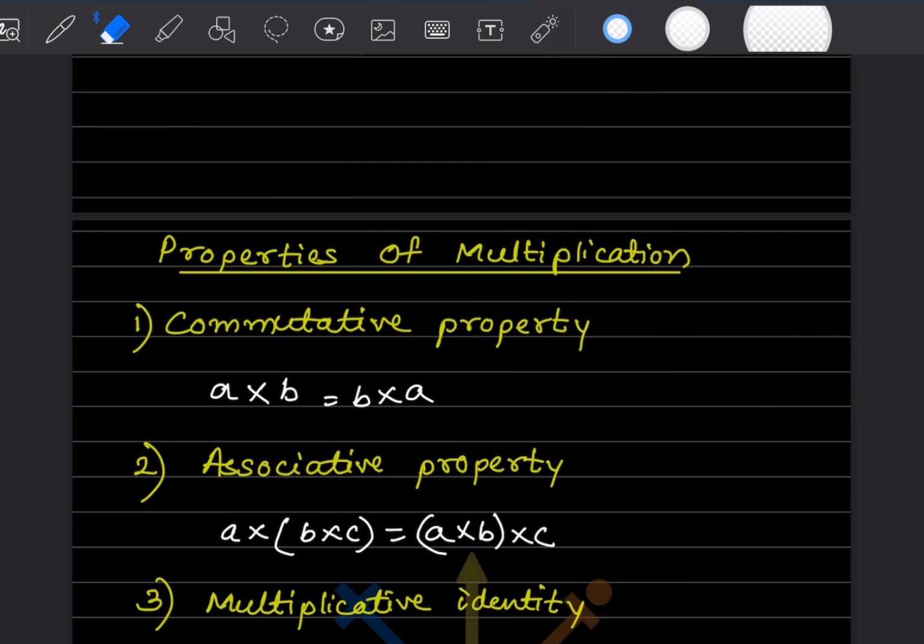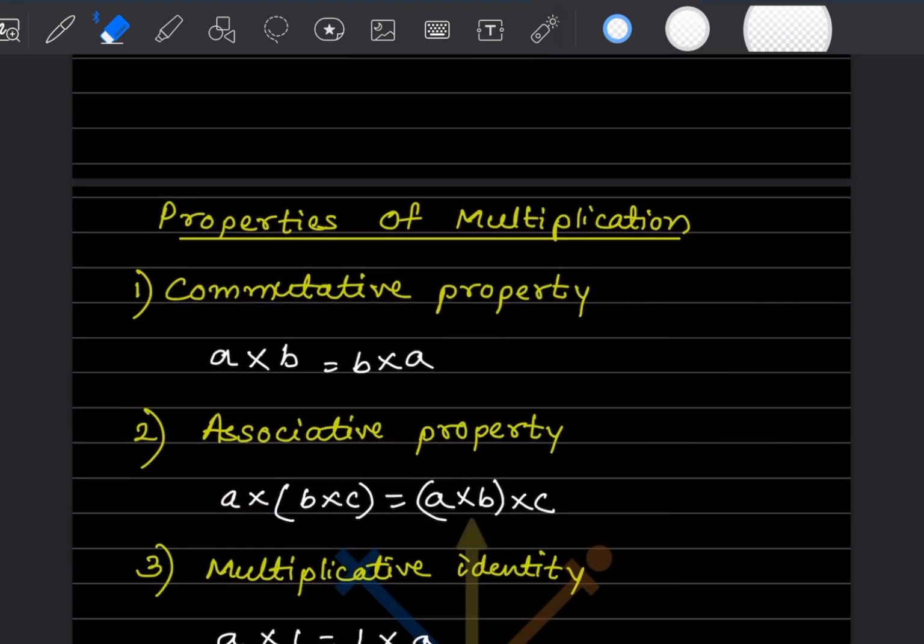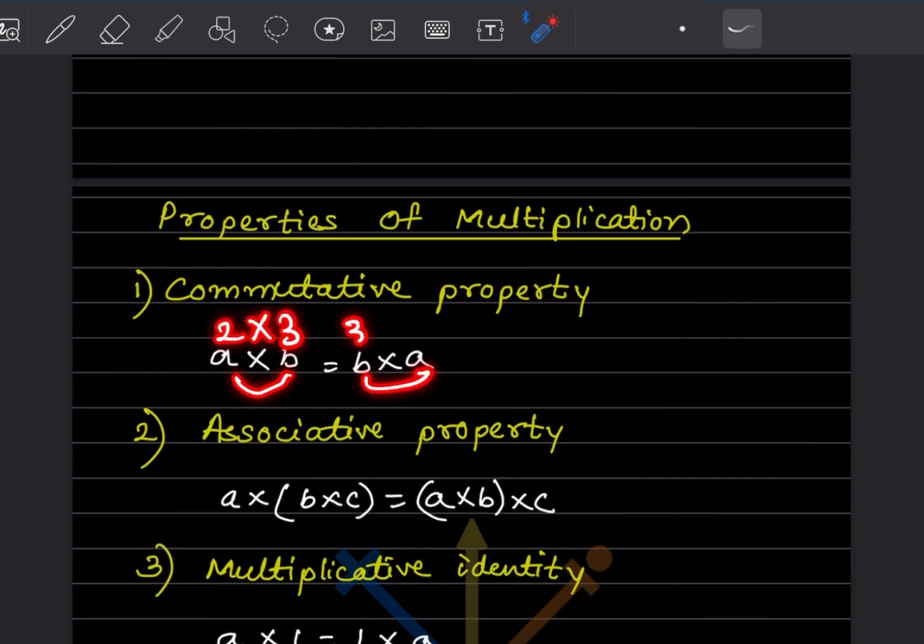So now let us see the properties for multiplication. That was for addition; for multiplication, it is the same. The commutative property for multiplication: a into b is equal to b into a. If I write 2 into 3, that is going to be 3 into 2. So 6 is equal to 6.